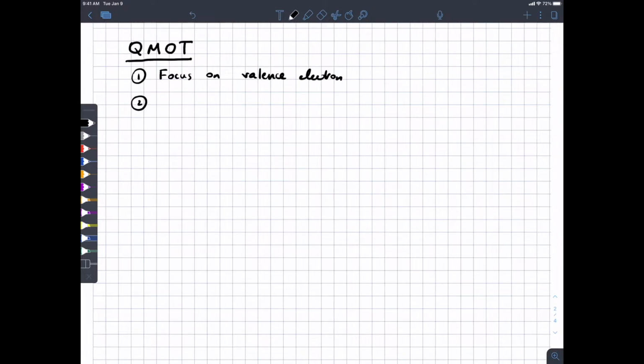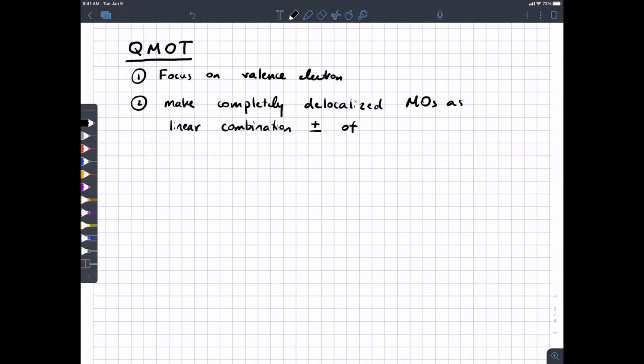Principle number two, we're going to make completely delocalized molecular orbitals as linear combinations. That means some combination of adding and subtracting with weighted coefficients of the available atomic orbitals, which are going to be, depending on whether you're dealing with hydrogen or carbon, the 2s, the 2px, the 2py, the 2pz, and then maybe the 1s orbital if you're dealing with hydrogen.